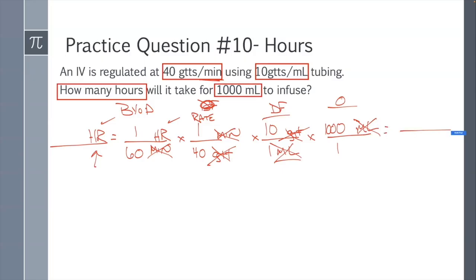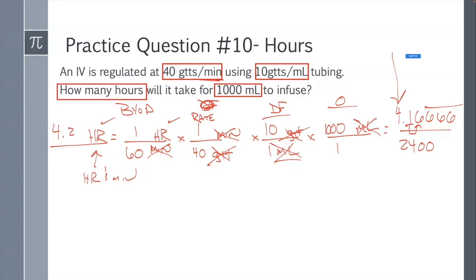So I'll do my math. 60 times 40, 2,400. Figure that out on my calculator. 1 times 1 times 10 times 1,000. It's 10,000 divided by 2,400. Leaves me with 4.1666, repeating forever. We're going to round that to the tenth. The 1 is in the tenth place, and the number after it is 6, so we're going to raise the score. So that leaves us with 4.2 hours.